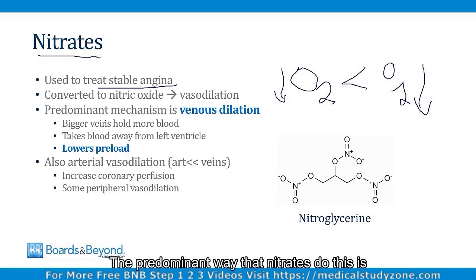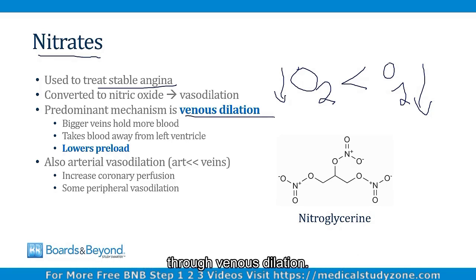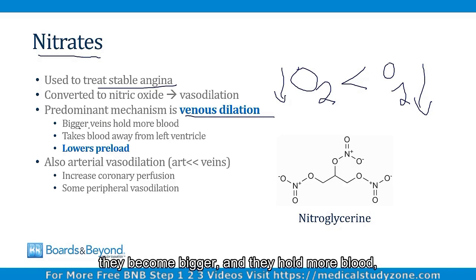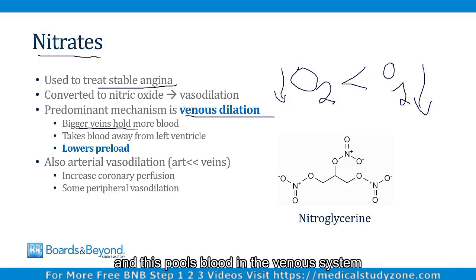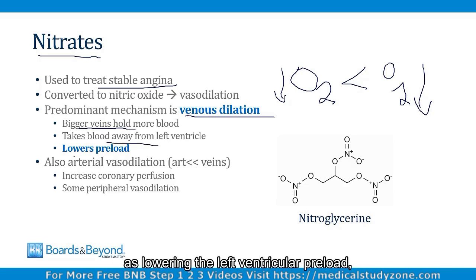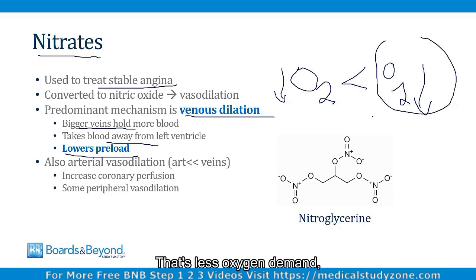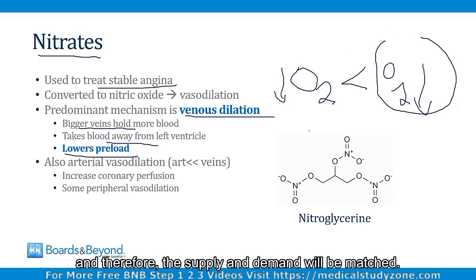The predominant way that nitrates do this is through venous dilation. When you dilate the veins, they become bigger and they hold more blood, and this pools blood in the venous system and takes it away from the left ventricle. This is referred to as lowering the left ventricular preload. And when you lower the preload, you lower the work that the heart has to do. That's less oxygen demand, and therefore the supply and demand will be matched.